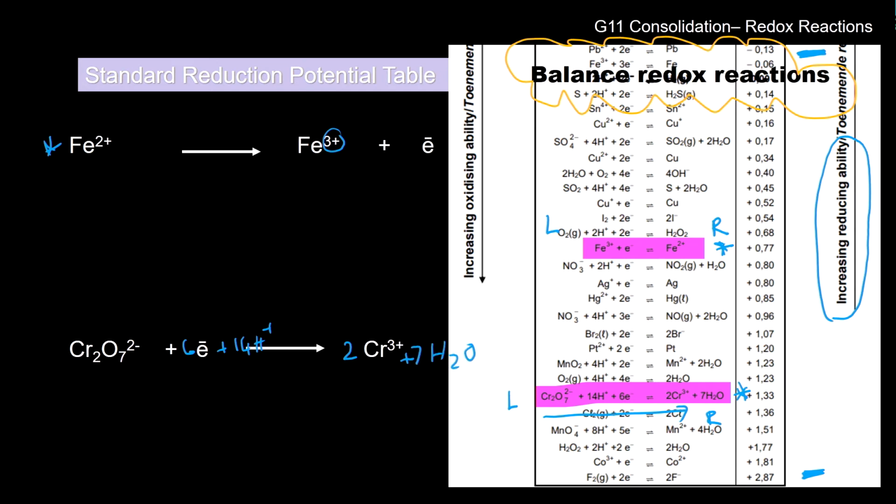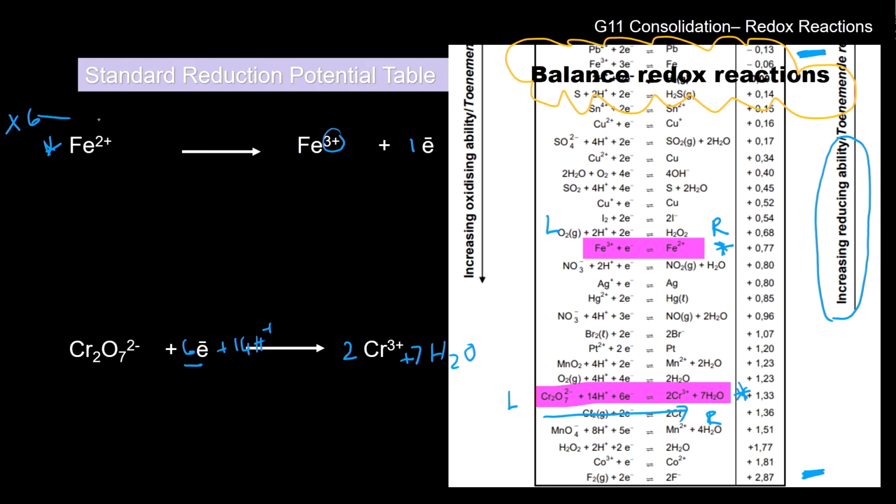Okay, for this reaction to be balanced, the electrons have to balance. I see I've got 6 electrons here. I have only got 1 electron there. What am I going to do? I'm going to times by 6 all the way through this reaction. I'm going to change my pen quickly, and I'm going to get 6 Fe2 plus ions, arrow, 6 Fe3 plus ions, plus 6 electrons. Now I know that it is balanced, because 6 electrons there and 6 electrons there, it is a balanced equation.